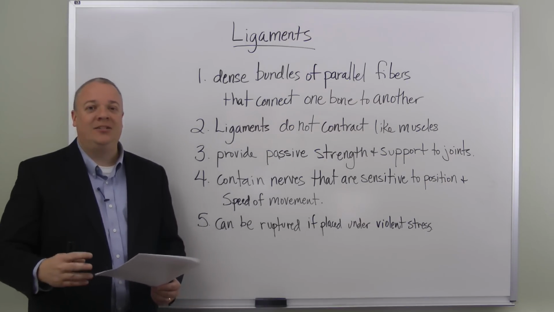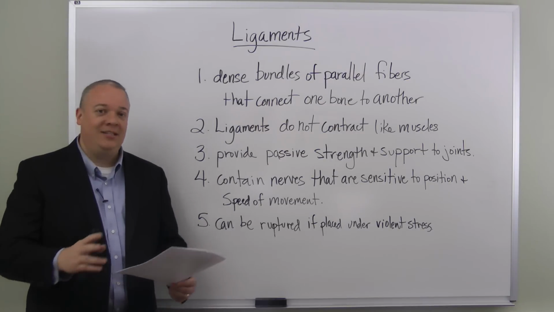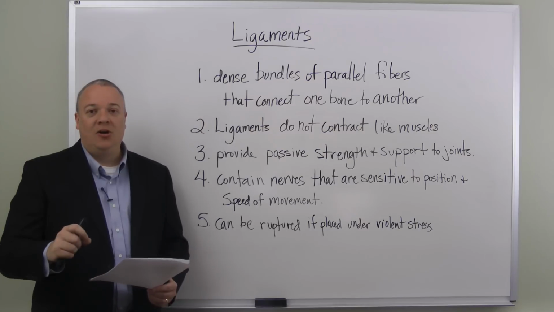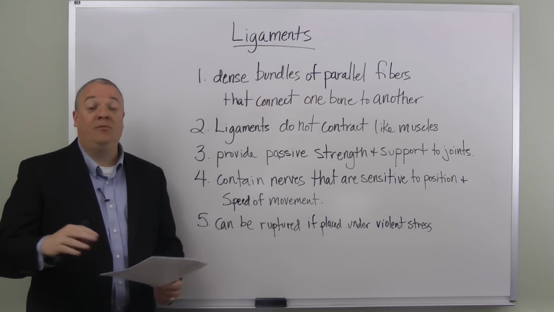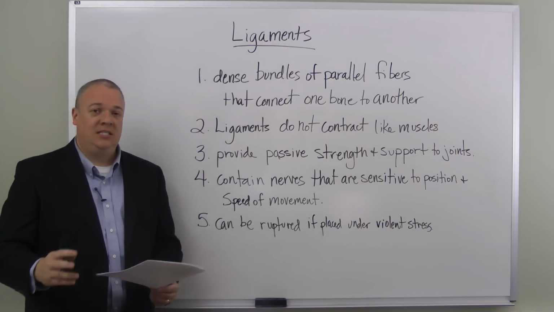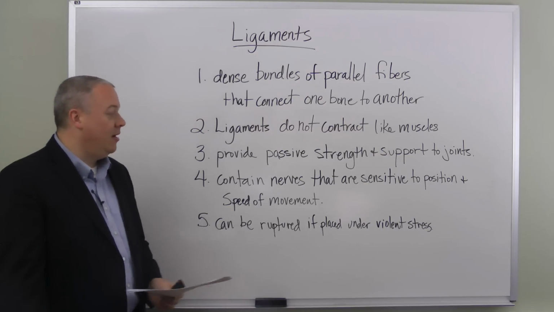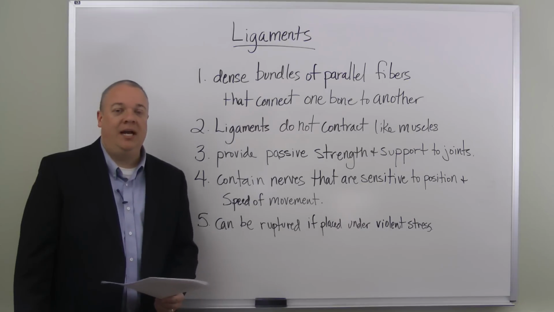So the pain is there to say, hey, don't go that direction, don't move that fast, don't do this with this particular joint. So the nerves are there to help us in positive ways, but also negatively to prevent serious injury. And ligaments are fully capable of rupture if they are placed under violent stress.